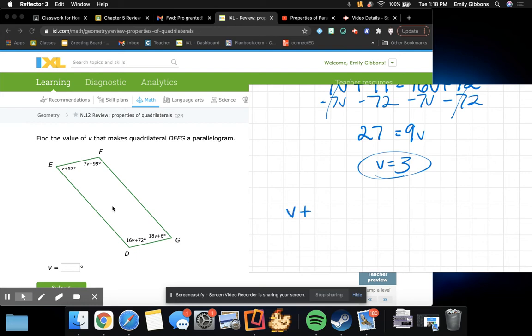I'm going to plug in 3 for v for this equation because it needs to work for E and G as well. Okay, so 3 plus 57 equals 18 times 3 plus 6.